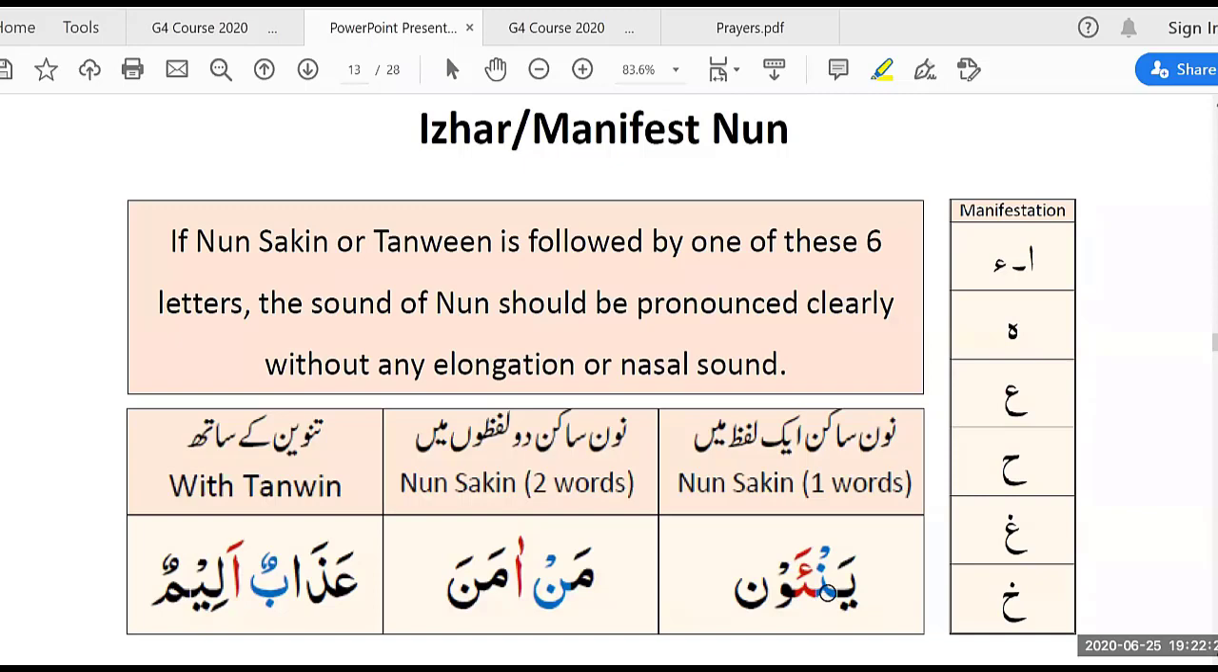So in this example, we can see Noon Sakin is followed by Hamza, which is here. So the sound of Noon is going to be manifested. Yan, Auna. In this second example, we have Noon Sakin followed by Alif. So again, it's going to be clear. And then in this last example, we have Noon Tanween, Dammatan followed by Alif. Again, it's going to be clear. The sound of Noon is going to be manifested.